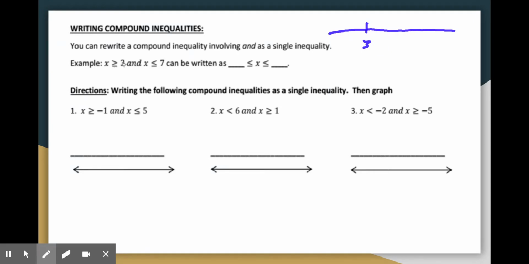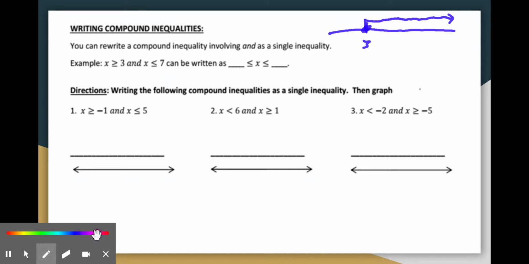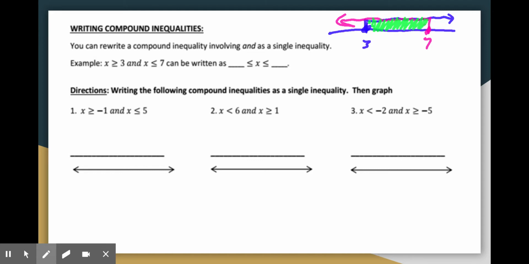If x is greater than or equal to 3, that's a closed circle, and then greater than goes to the right. And then if we have x is less than or equal to 7, it would be a closed circle up and to the left. So now my solutions are here, right? In between the 3 and the 7. Okay? That's where my solutions lie.